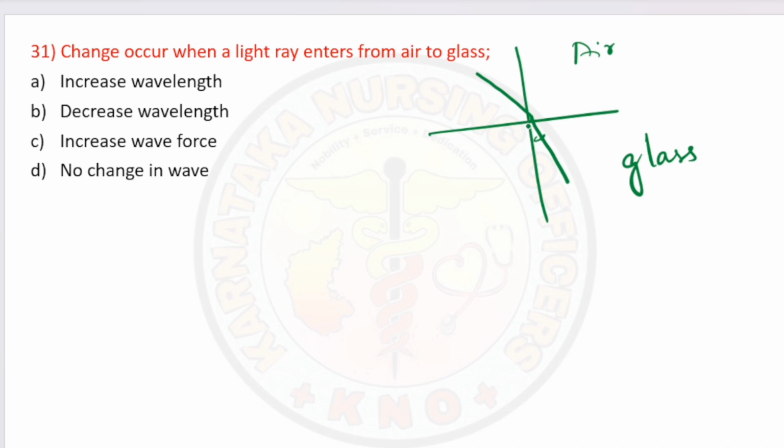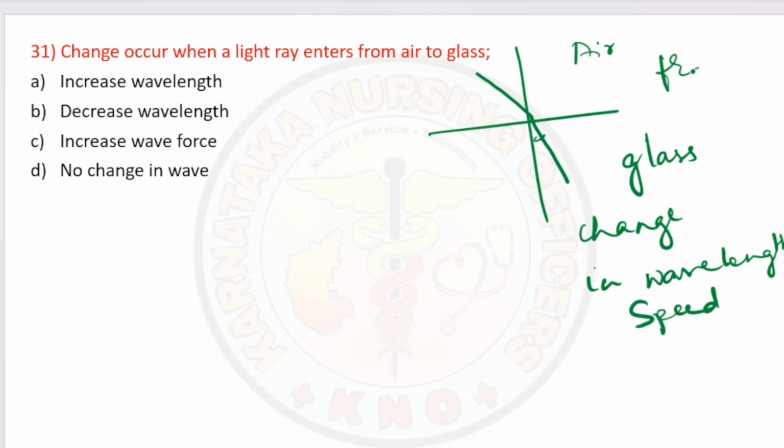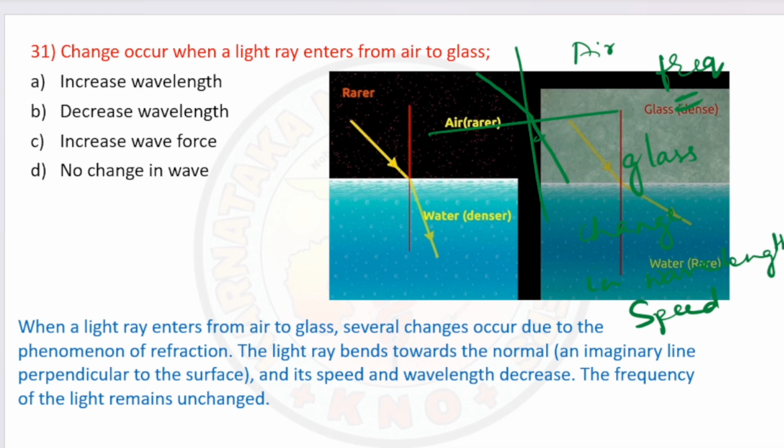So whenever it is bending, there is a change in wavelength. That is a decrease in wavelength. Wavelength is decreasing, and also speed, but frequency remains constant. So here, decrease in wavelength is the correct answer.